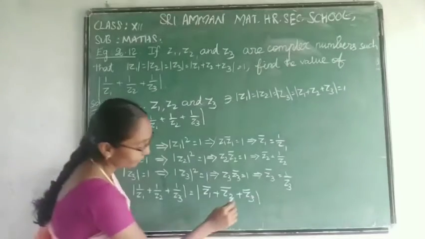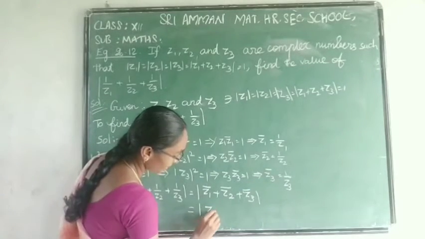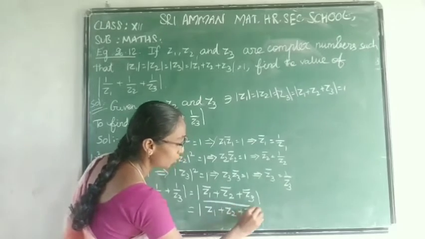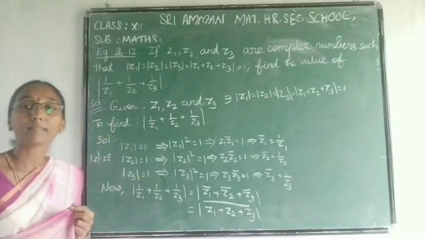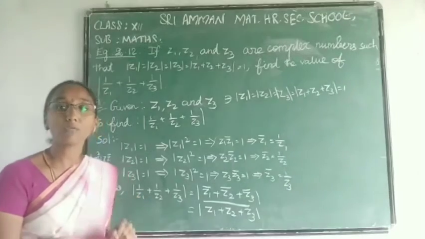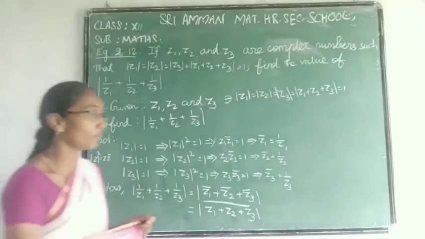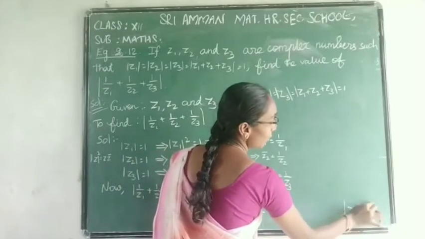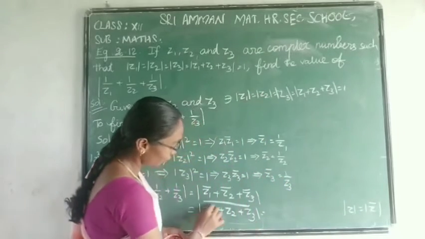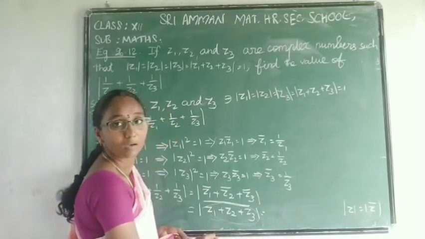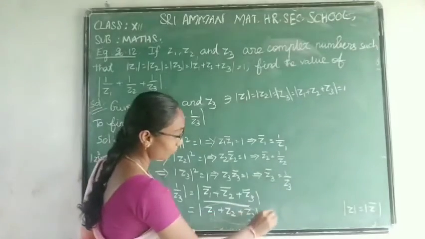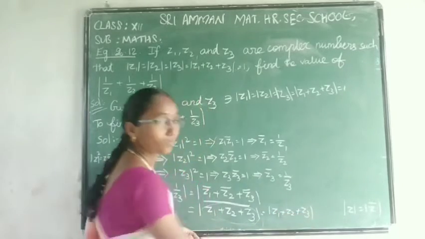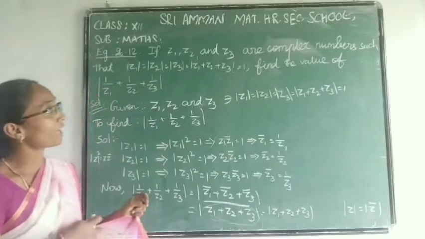Okay, next one. This whole modulus bar is written as modulus of (Z1 plus Z2 plus Z3) the whole bar. Modulus of Z equals modulus of Z bar, you already know. You don't consider this part fully Z, so we write this part fully as modulus of Z1 plus Z2 plus Z3. Okay, so what is the value?